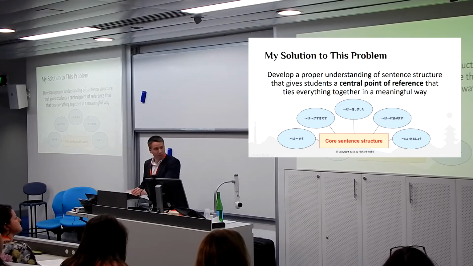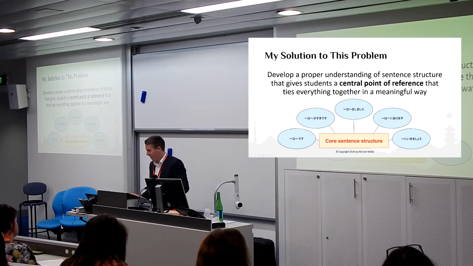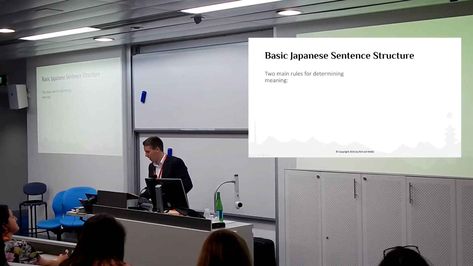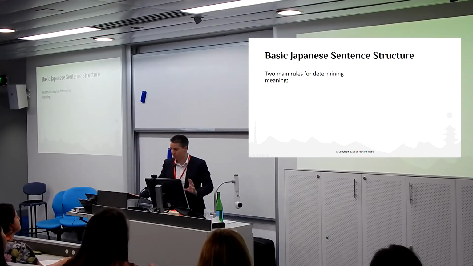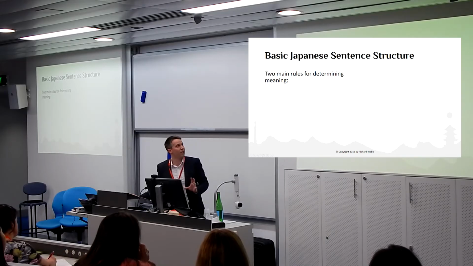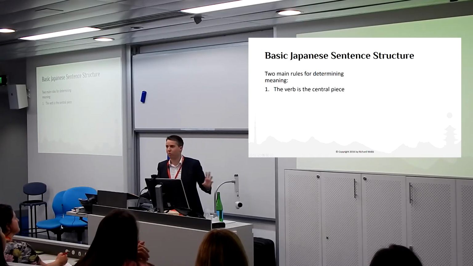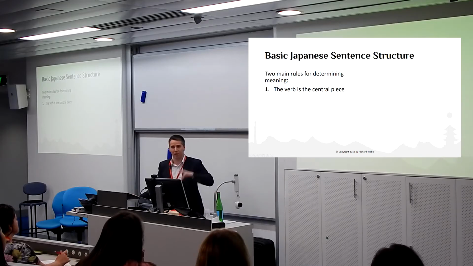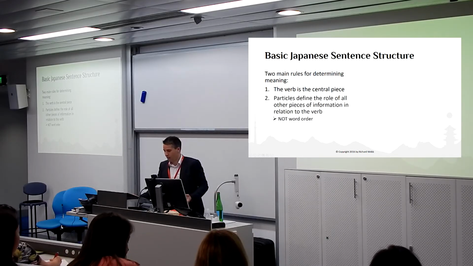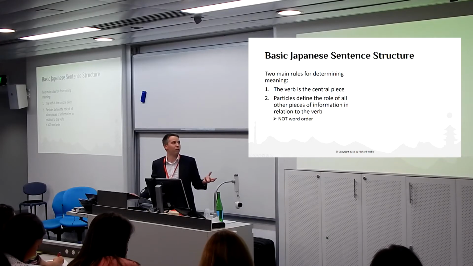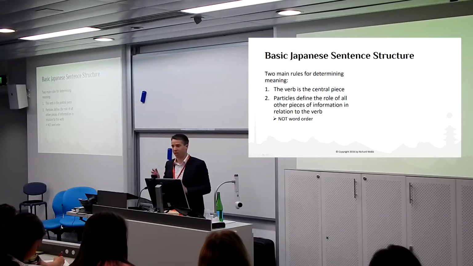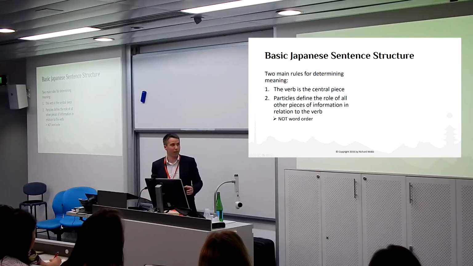Okay, so what is this core sentence structure that I am talking about? I start with this: there are two main rules for determining the meaning of a sentence in Japanese. The first one is the verb is the central part of the sentence. Everything revolves around the verb. And then particles define the role of all the other pieces of information in relation to that verb, not word order, as we do in English.